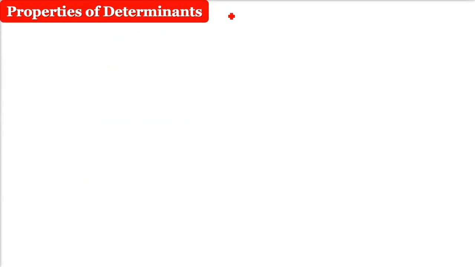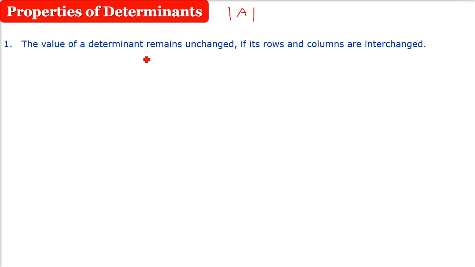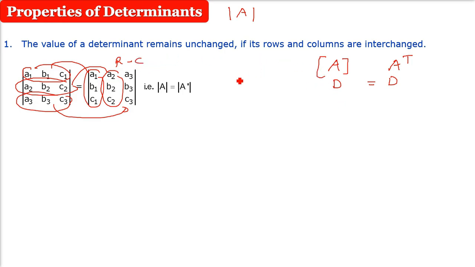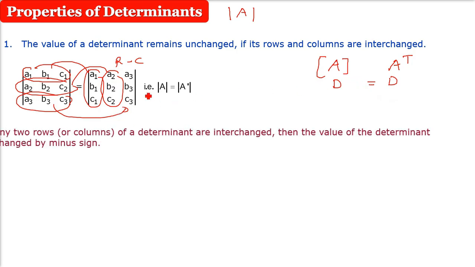Properties of determinants. Whenever we deal with a matrix and try to find the determinant, there are certain properties that the determinant or the matrix will follow. The first property is that if you interchange the rows and columns, that is, if you take the transpose of the matrix A, just interchanging this row to this column, this row to this column, it will not change the final result. The determinant will remain the same.